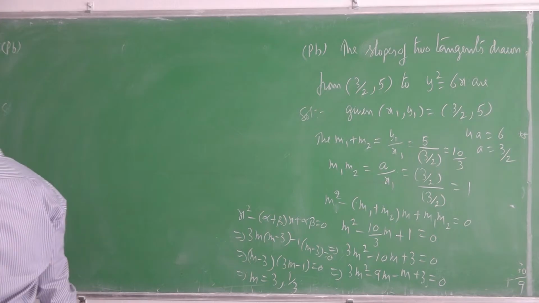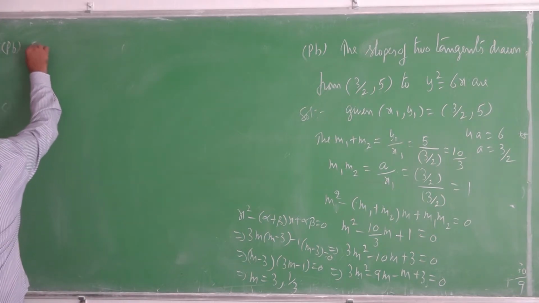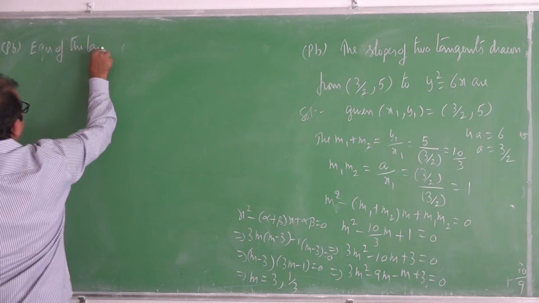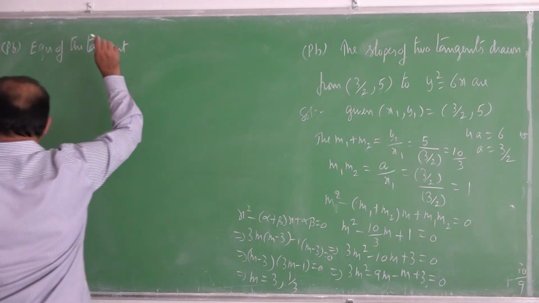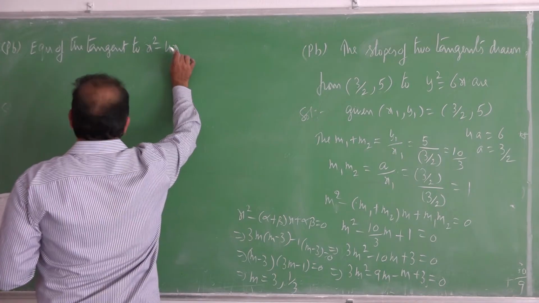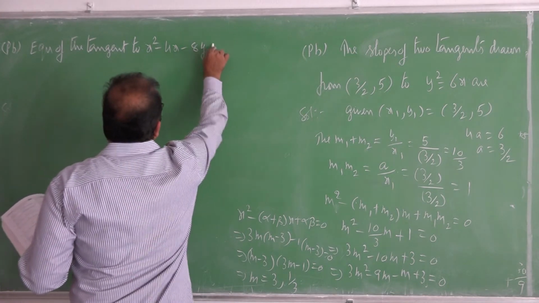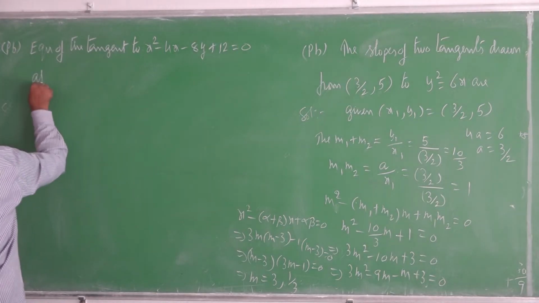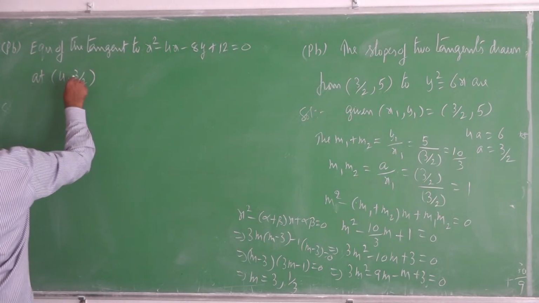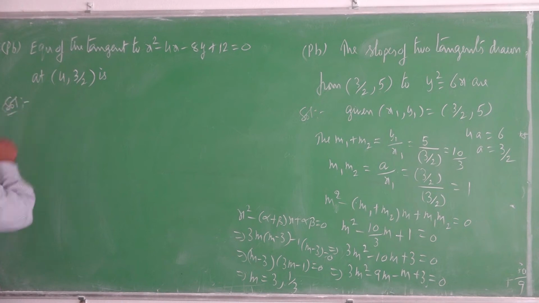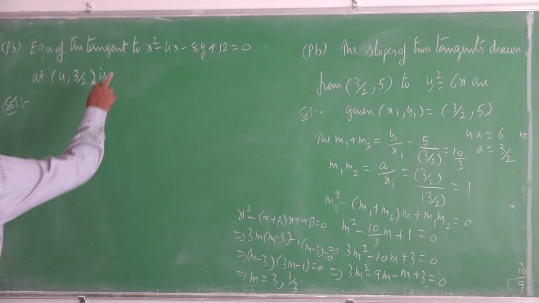Write the next problem. Equation of the tangent to the parabola x square minus 4x minus 8y plus 12 is equal to 0 at the point (4, 3 by 2) is... equation of tangent to this parabola at this point.